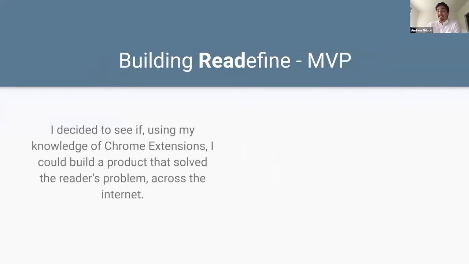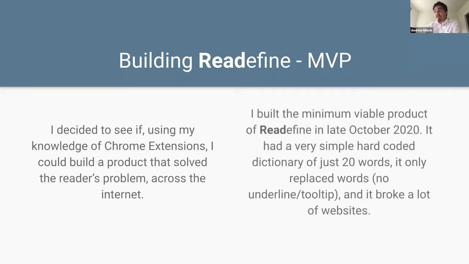That was sort of my motivation, what was going on in my head as I was thinking about LinkedIn and all these places where you encounter jargon or complex language. So I decided to see if I could build a product that solved this problem across the internet. I built the minimum viable product in late October of 2020. It had a very simple hard-coded dictionary. That means the dictionary was in the code, and it was just 20 words. It only replaced words and it broke a lot of websites.